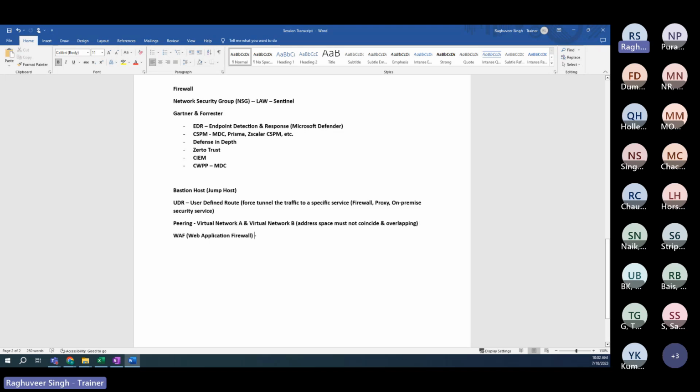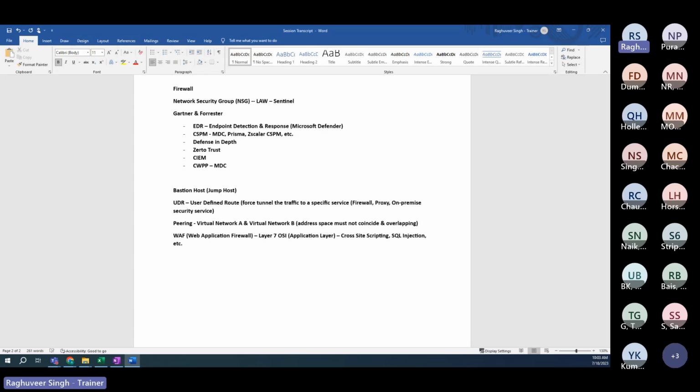Web application firewall is another type of firewall which works at layer 7 of OSI layer, which is application layer. And this type of firewall protects your application from layer 7 attacks. The examples are cross-site scripting attack, SQL injection, etc. So that's what web application firewall is.